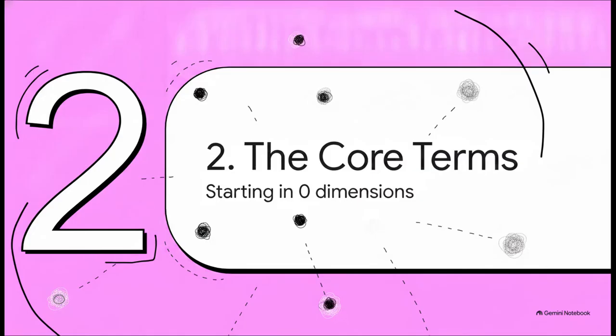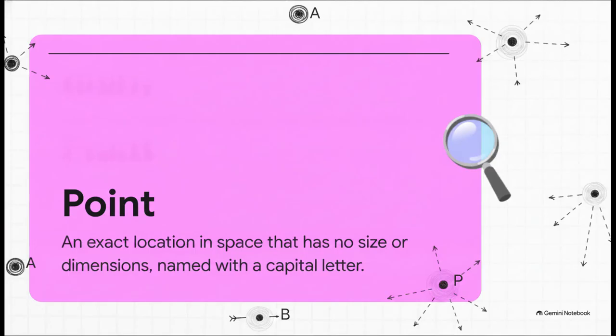Section 2. The core terms, starting in 0 dimensions. Okay, so what's really fascinating here is that a point isn't an actual physical thing with width or depth. It's purely a place in space, just a precise location. And because it's just a location, it literally has 0 dimensions. No size, no length, no width at all. Now, when we want to show a point in our diagrams, we draw a little dot, and we always label it with a single capital letter, like point A or point P.